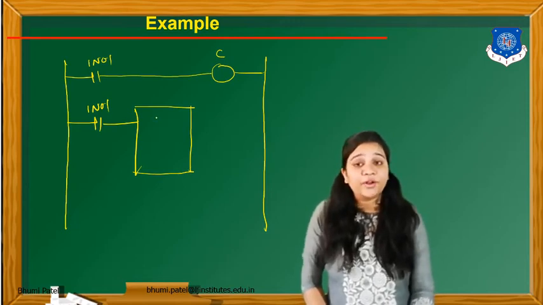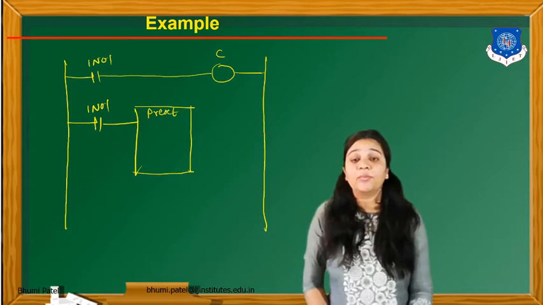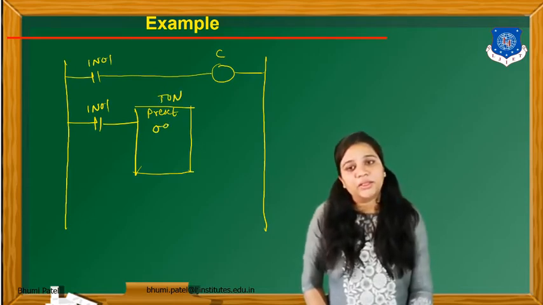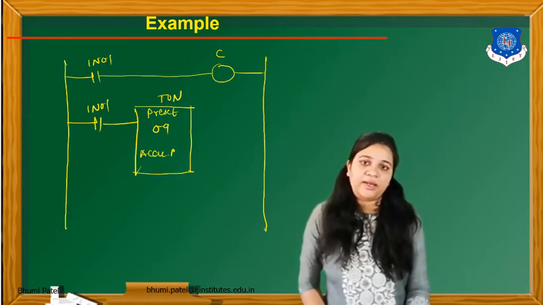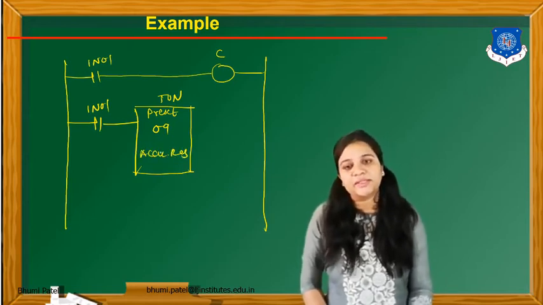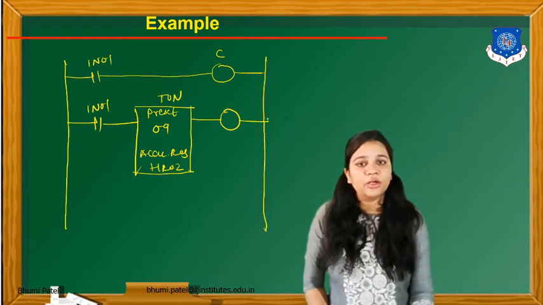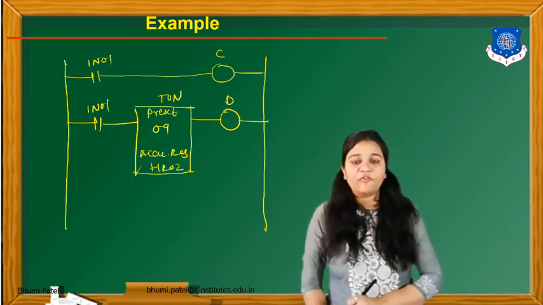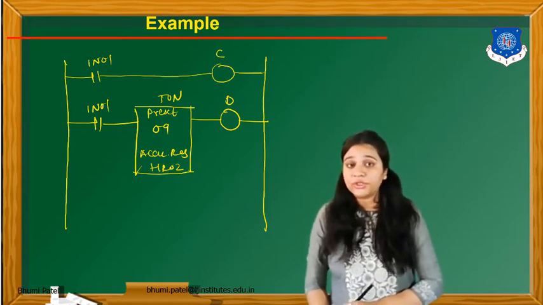After 9 seconds, we connect here the timer on delay. We put here the preset value 9. The format of the timer T on is the preset and the accumulator register. And after 9 seconds, which output goes on? The output name is D. So after 9 seconds, my output D goes on.